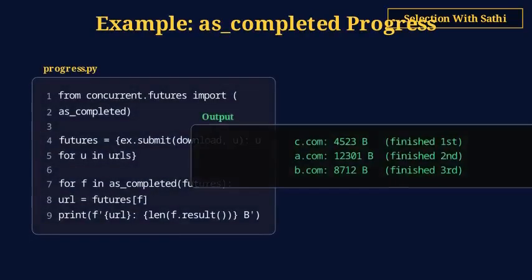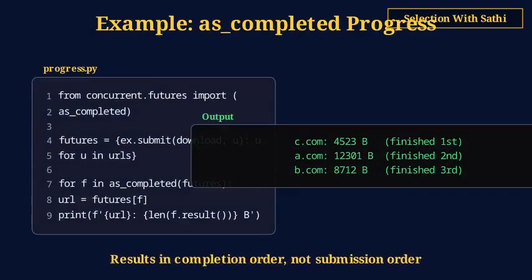For progress tracking, use as_completed from concurrent.futures. Submit all tasks and collect the futures in a dictionary mapping future to URL. as_completed yields futures as they finish, not in submission order. This lets you update a progress bar or print results immediately as each task completes. It's the key to responsive concurrent applications.